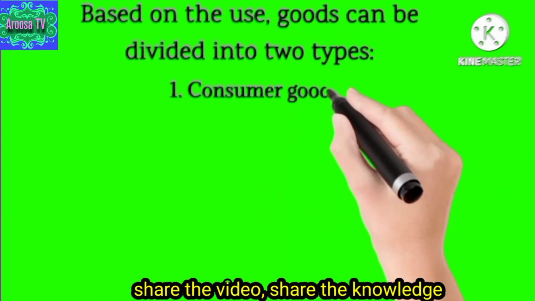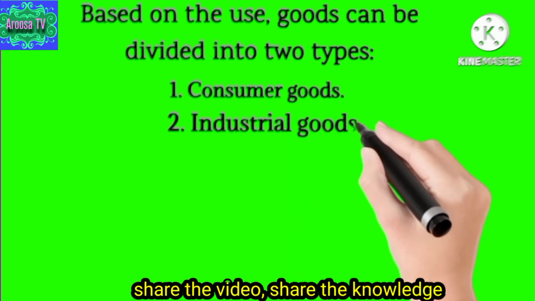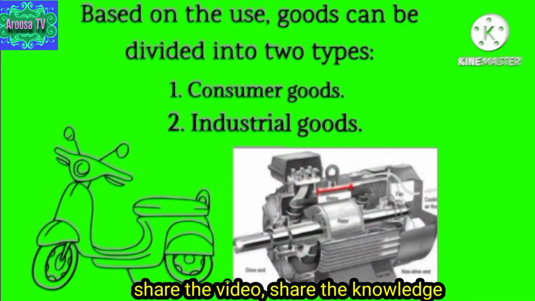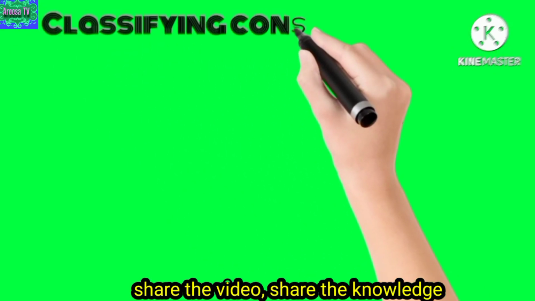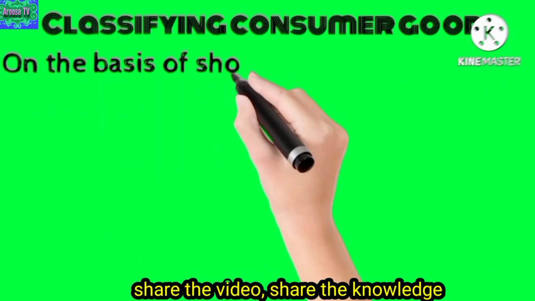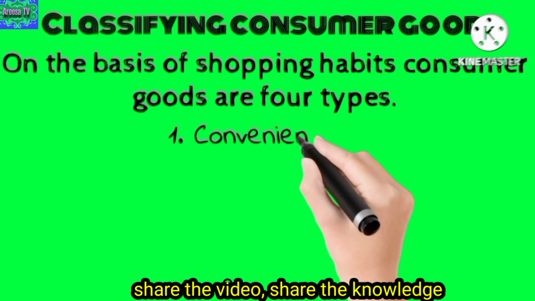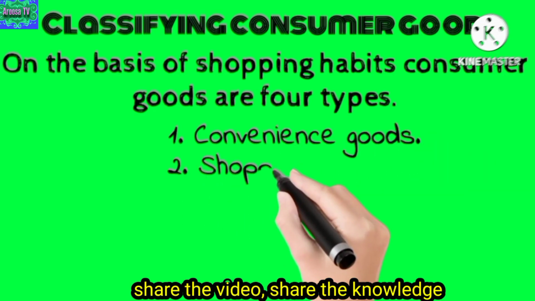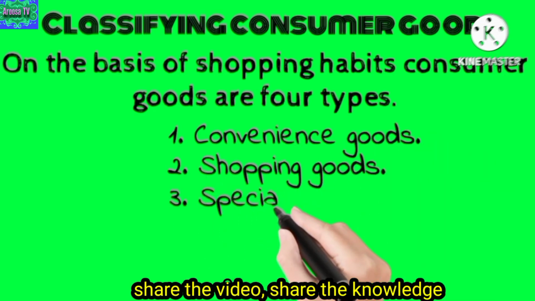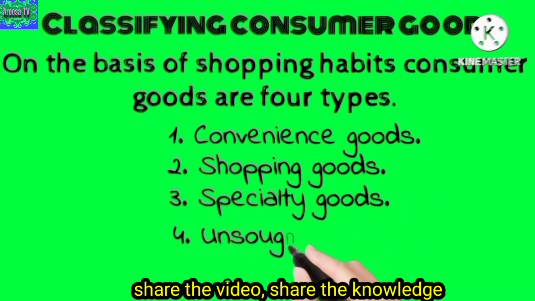Depending on the use, goods can be divided into two types: consumer goods and industrial goods. Classifying consumer goods. On the basis of shopping habits, consumer goods are four types: convenience goods, shopping goods, specialty goods, and unsold goods.